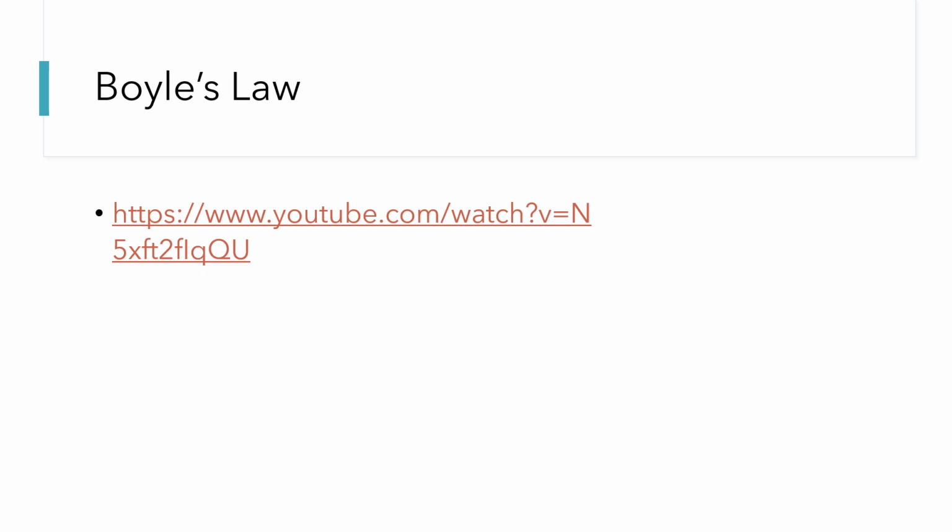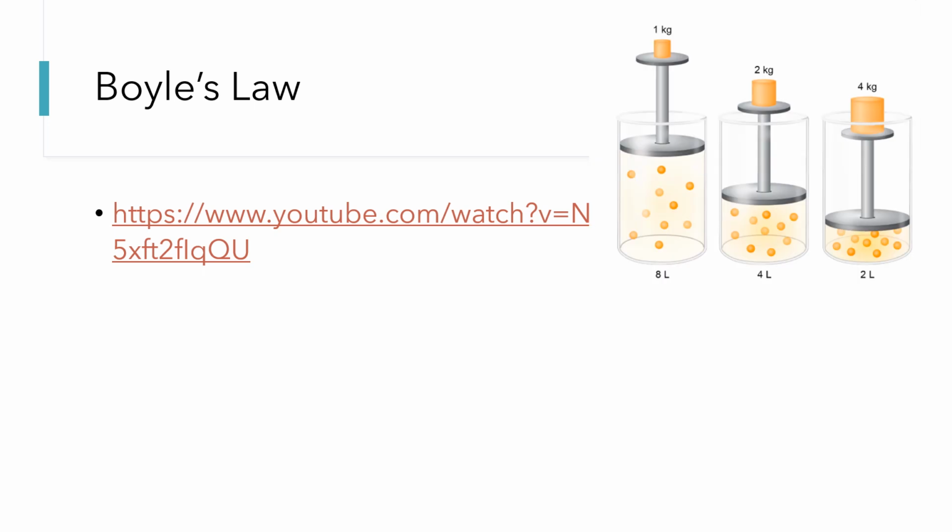All right, hopefully now you've seen that video, and I'd like to talk about the particle picture of what you observed. In this illustration, we're looking at changing the pressure. Pressure is symbolized in this sort of drawing by the weight that's placed on top of the piston. So in this first one, we have a 1 kilogram weight, in the second one, a 2 kilogram weight, and in the third one, a 4 kilogram weight. Notice what happens to the volume.